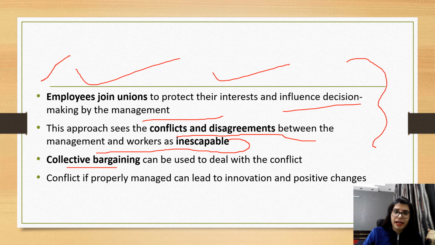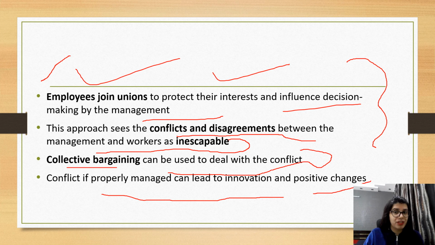And collective bargaining can be used to deal with the conflict. I hope this is clear. Obviously, when they would sit together, employees and employers, they would sit together and resolve issues, right? So that is collective bargaining. Conflict, if properly managed, can lead to innovation and positive changes, right? So if we manage conflict properly, अगर conflict को हम अच्छी तरीके से channelize करें, so that can be beneficial for our organization. Okay. So this is the pluralistic approach. I hope it is clear to you all.